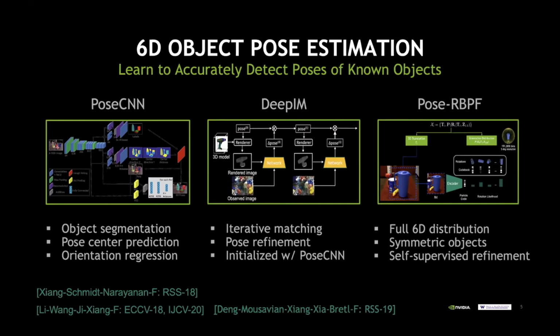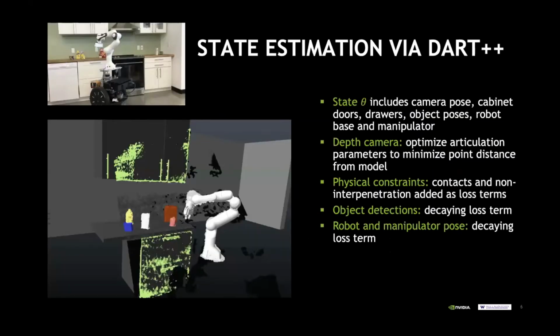Once we have that, we can now combine that with a technique that my student Tanner Schmidt had developed at University of Washington. It's called DART, where imagine we have this kitchen that you can see in the upper left, an IKEA kitchen, and we have a 3D articulated model of that kitchen. Then we can use an external depth camera to keep track of all the doors and drawers in the kitchen. You can see this in the lower part.